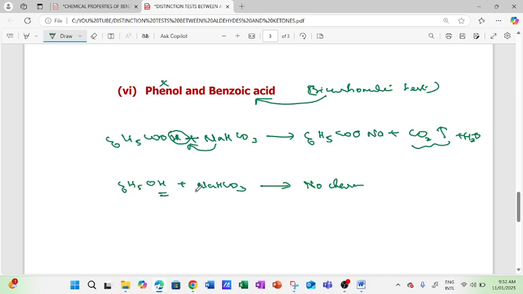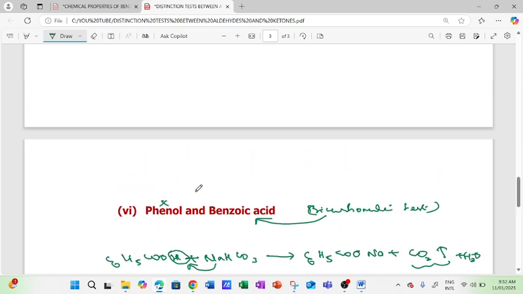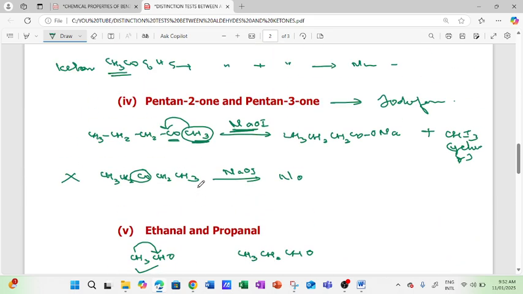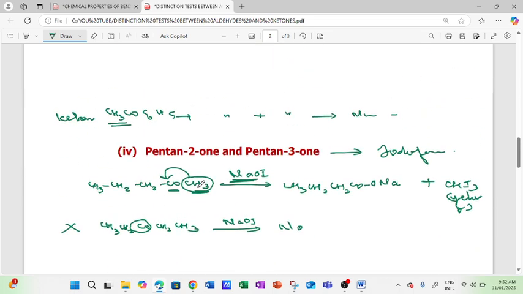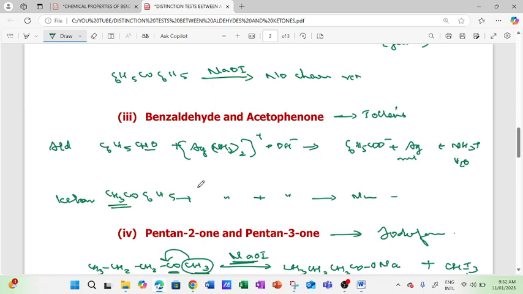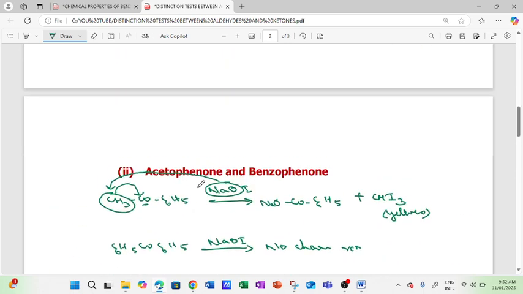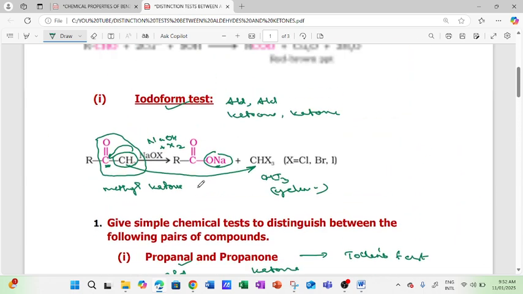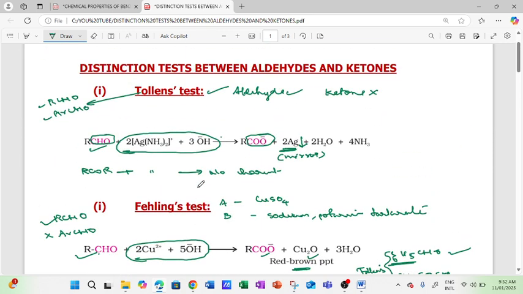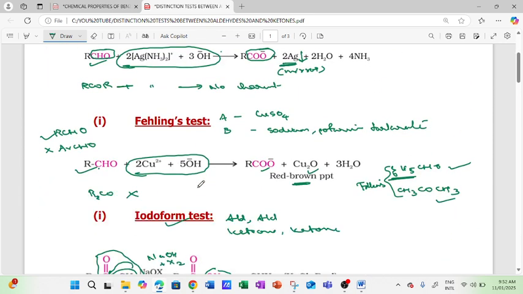So these are the important distinction tests in this lesson: aldehydes, ketones and carboxylic acids. In your textbook, so many questions are there. Go through all the questions and in this way practice them. Mainly three: Fehling's test, Tollens' test and iodoform test. And the bicarbonate test is only for carboxylic acids.